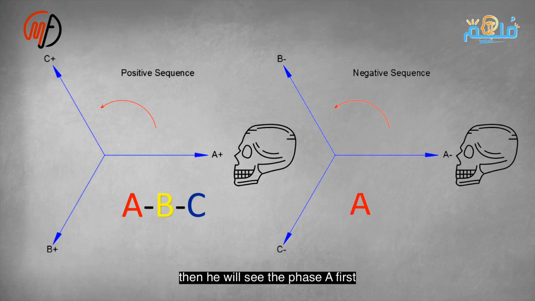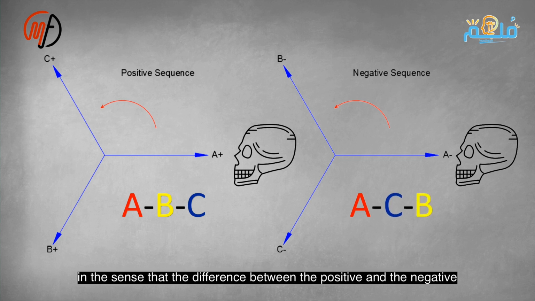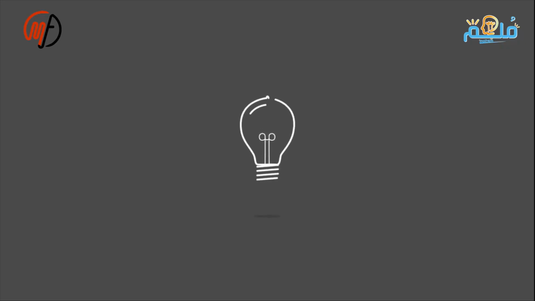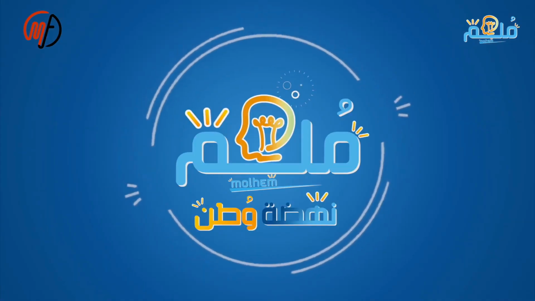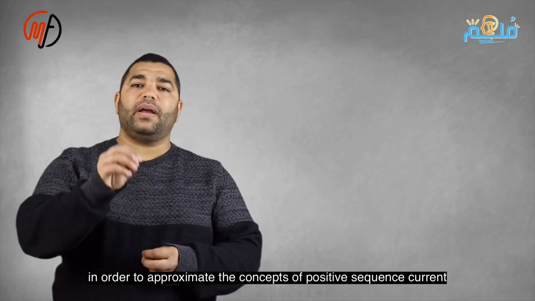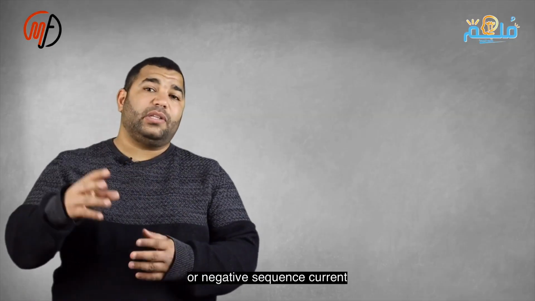right? To illustrate the concepts of positive sequence current or negative sequence current, we usually take a practical example, which is a three-phase motor. The positive sequence current, which perfectly matches the original or normal current, is the one that will create a magnetomotive force, MMF, that generates a flux. This flux causes the rotor to rotate counterclockwise. If you swap phase B with phase C, you will create a negative sequence current, and as a result, the rotor will rotate clockwise, which is the opposite of the original direction.